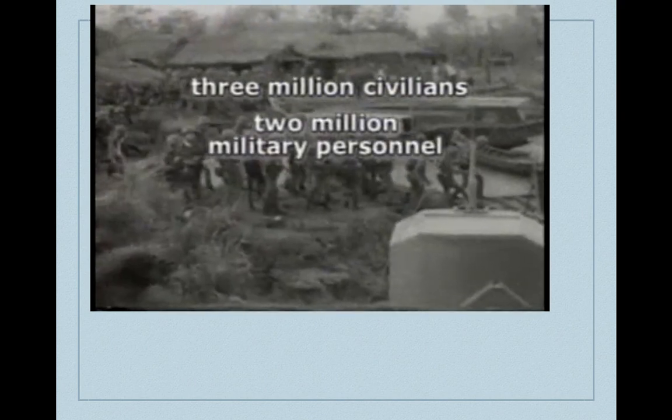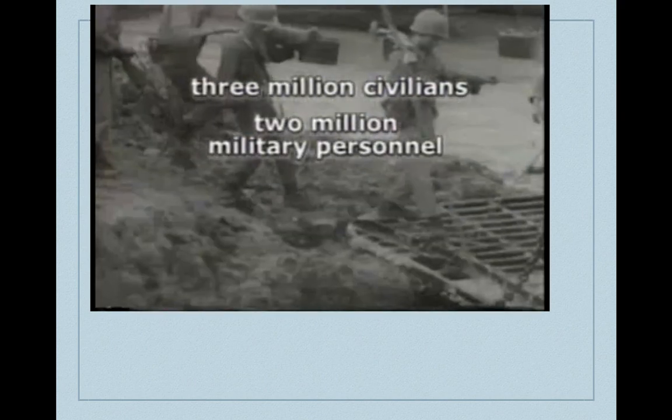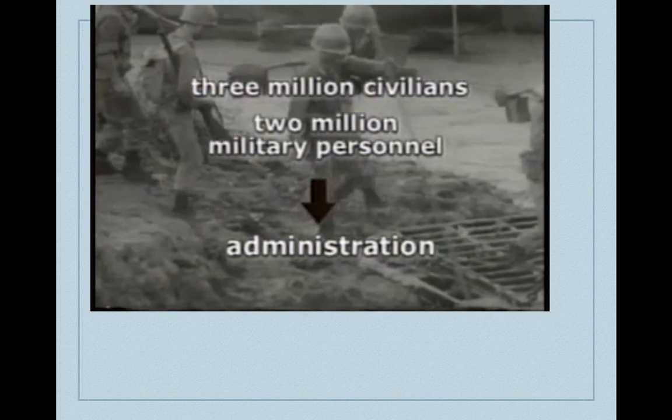Altogether, the approximately 3 million civilians and 2 million military personnel who work in the executive branch are called the President's administration. That sums up the executive branch, but we're not done yet. So roll up your sleeves and hike up your pants and get ready for the judicial system.